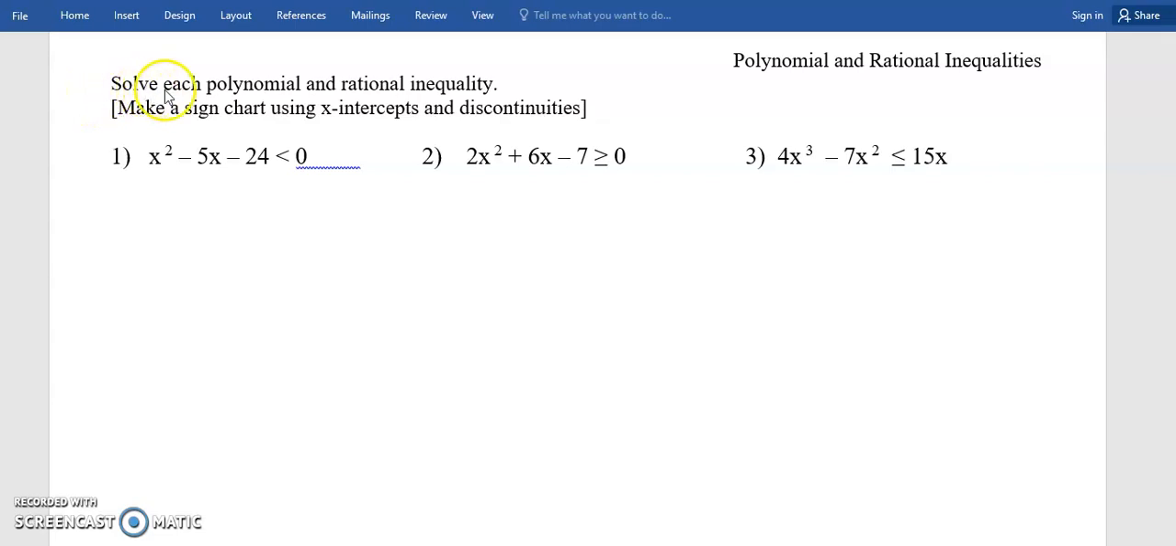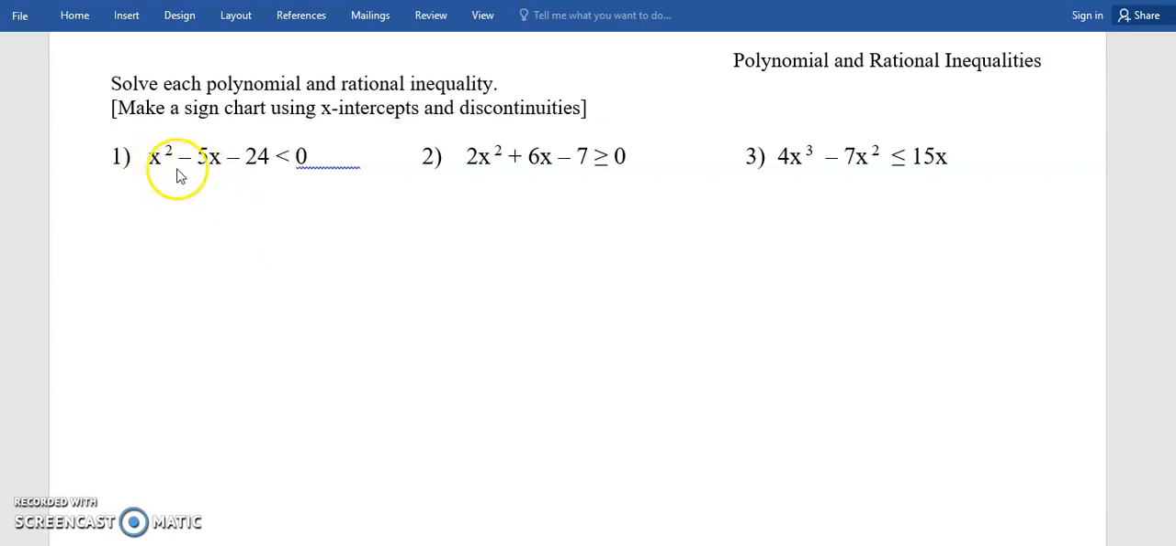We're going to solve polynomial and rational inequalities. Inequality just means that we have less than or greater than symbols rather than strictly equals. And the way we're going to do this is make a sign chart using x-intercepts and discontinuities.